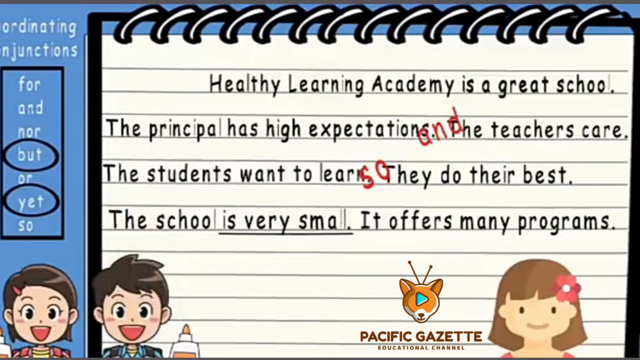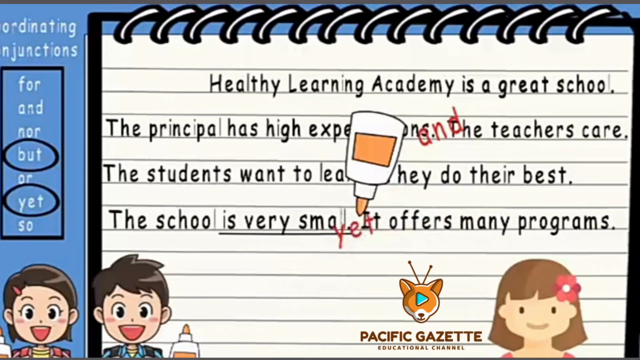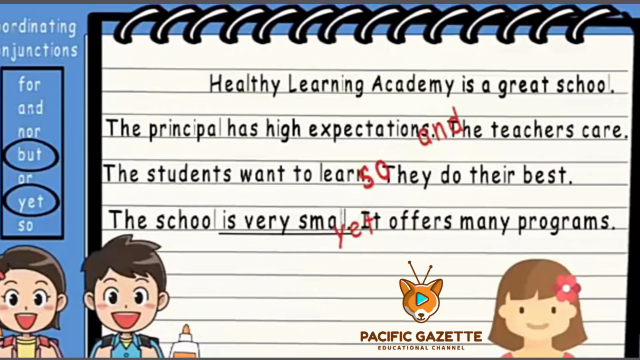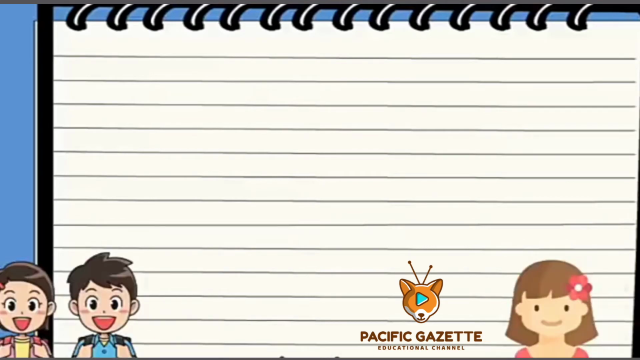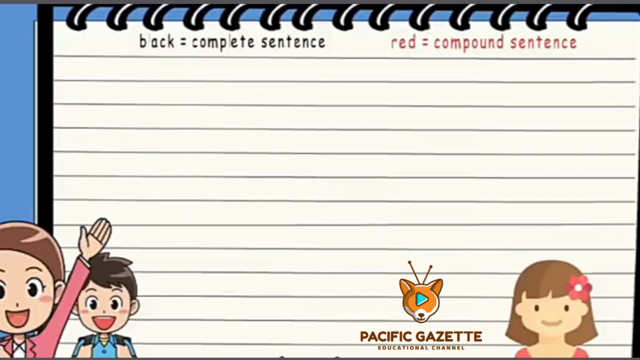So we can use the word but or yet. Let us now rewrite the sentence. We will use the black ink for the complete sentence and then the red ink for the compound sentence.